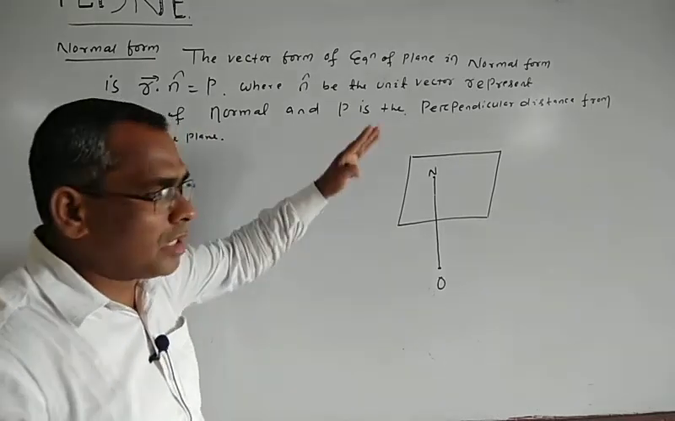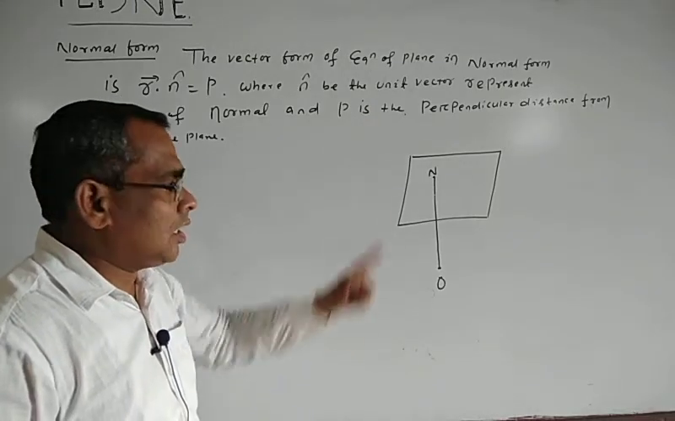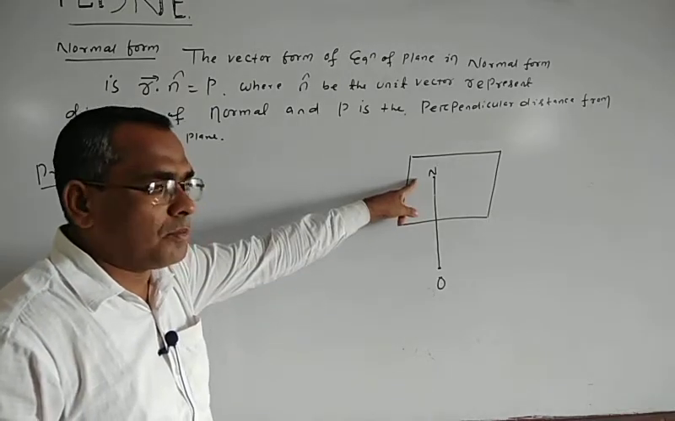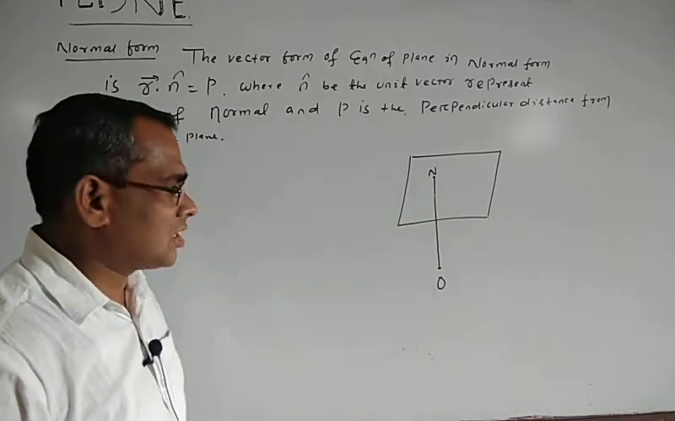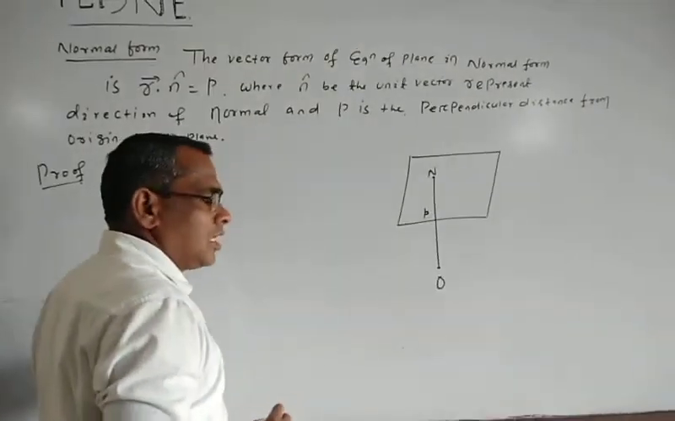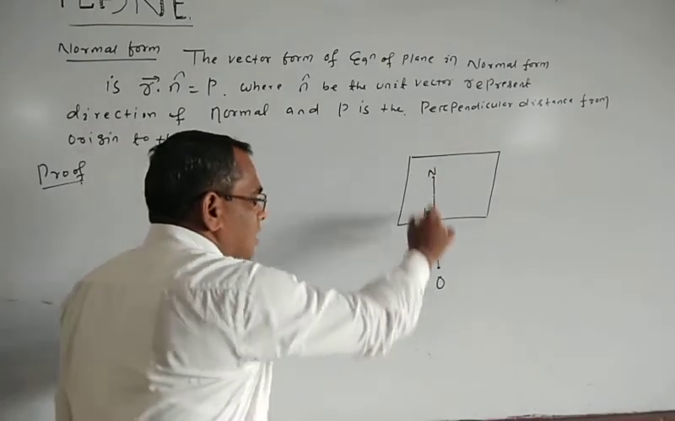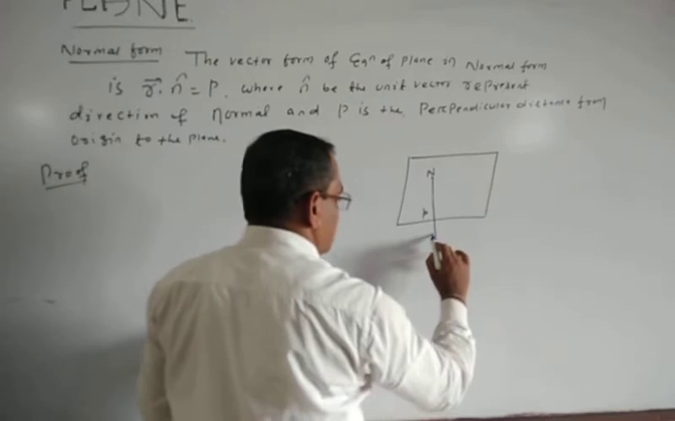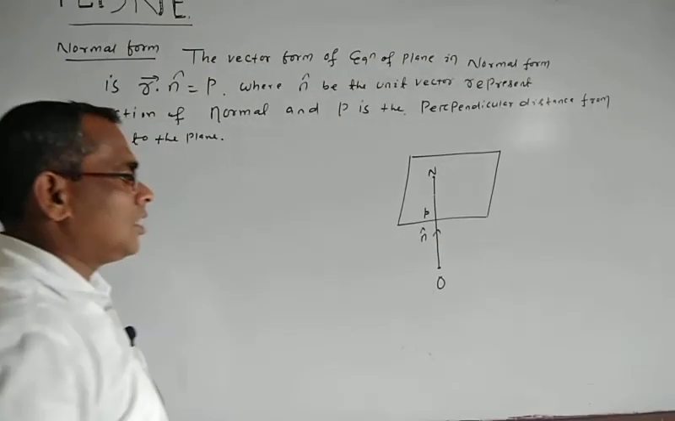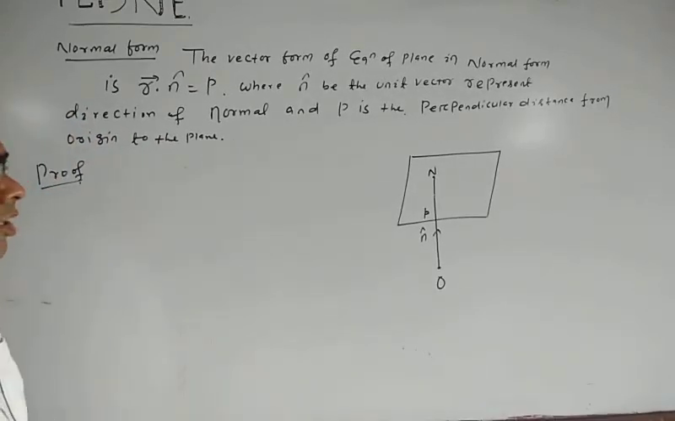N is the foot of the perpendicular line drawn from the origin to the plane, and the distance of the perpendicular from the origin is p. So p is the perpendicular distance from the origin to the plane, and its direction is n cap. N cap is the unit vector which represents the direction of the perpendicular.